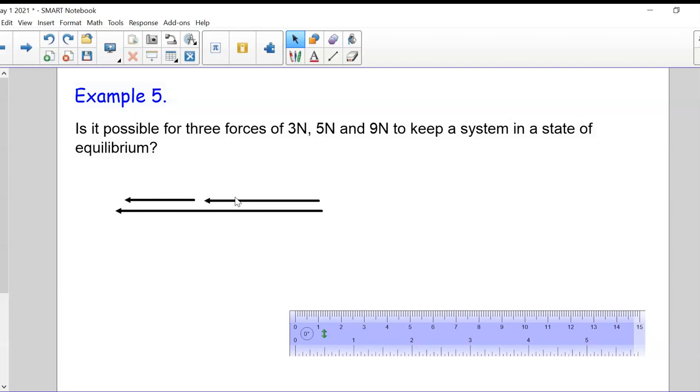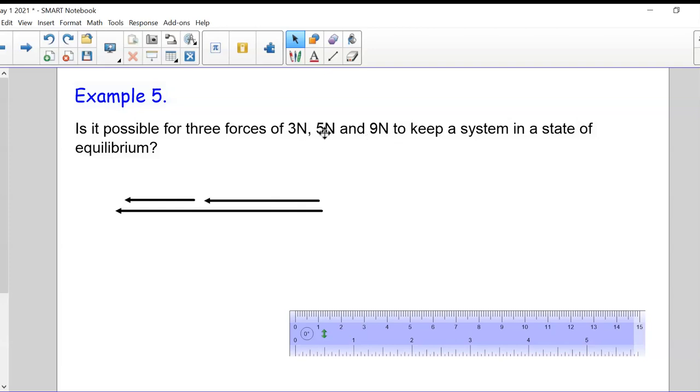So these two sides have to be at least more than the third side. In this case, it is not. So the answer to this question is no, it is not. They cannot create a state of equilibrium because two of the sides are too short to be more than the third side. It works for 9 and 3. It works for 9 and 5. It doesn't work for 3 and 5.